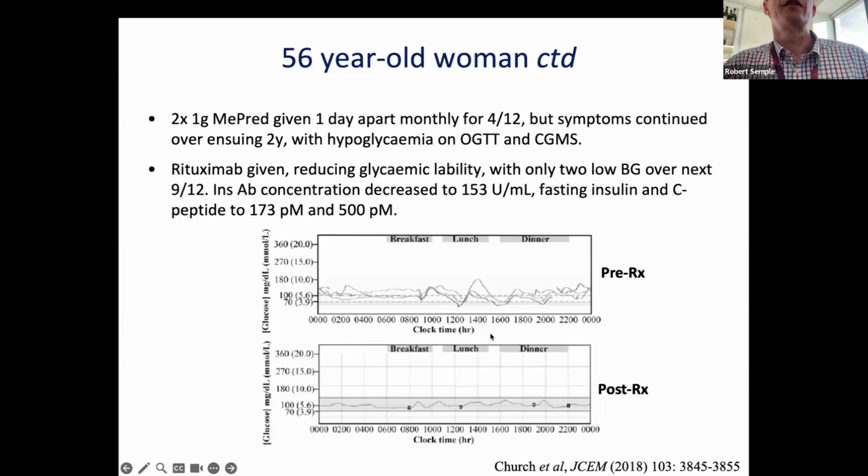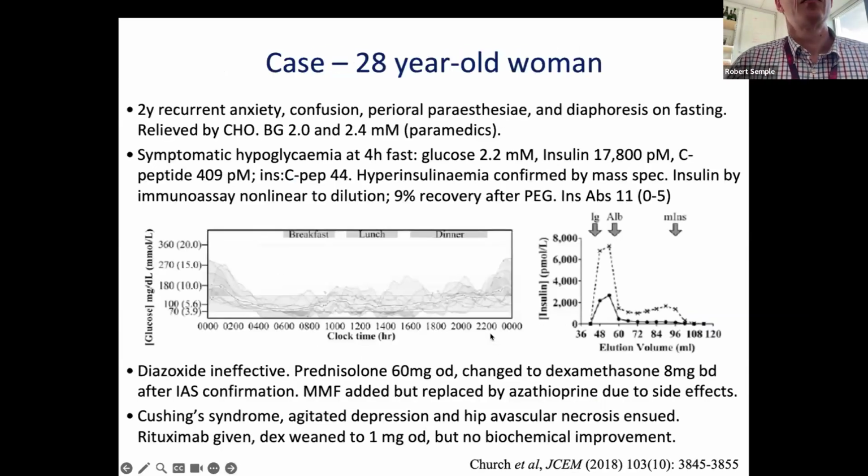I just sound a note of caution because we similarly saw other cases, such as this young woman who again had a very severe presentation, recurrent hypoglycemia of the order of 2, very, very convincing large amounts of macroinsulin. Most of her insulin was bound in these high molecular weight complexes. And she had a whole raft of immunosuppressive treatments ranging from prednisolone to dexamethasone to mycophenolate and azathioprine.